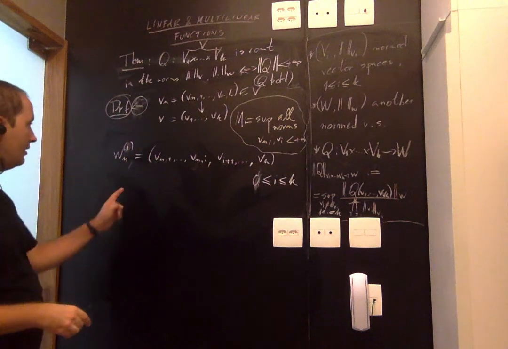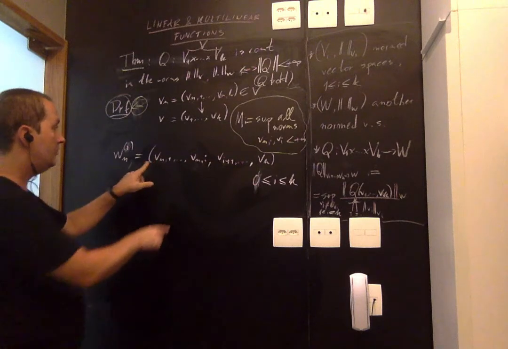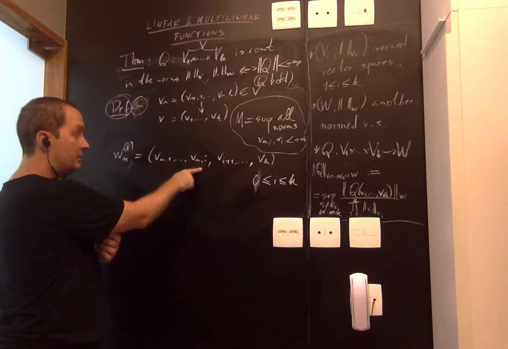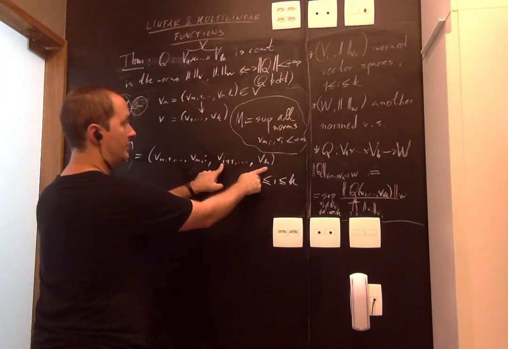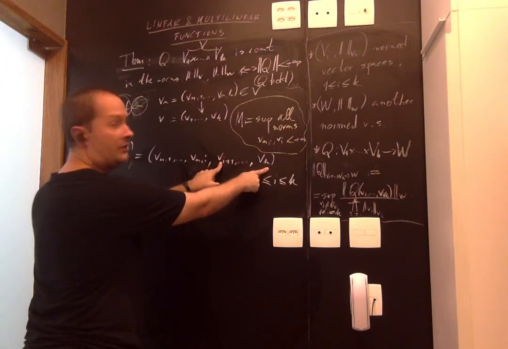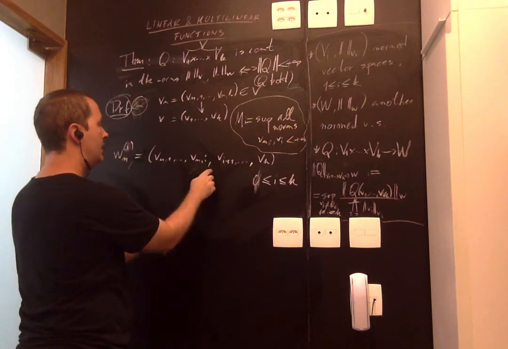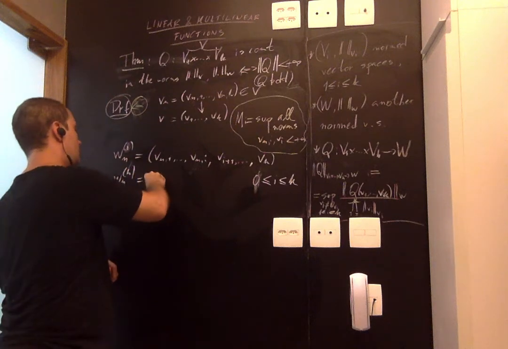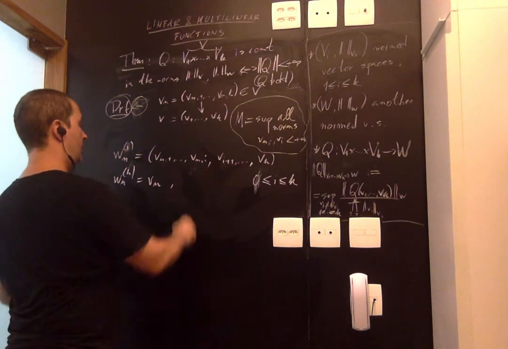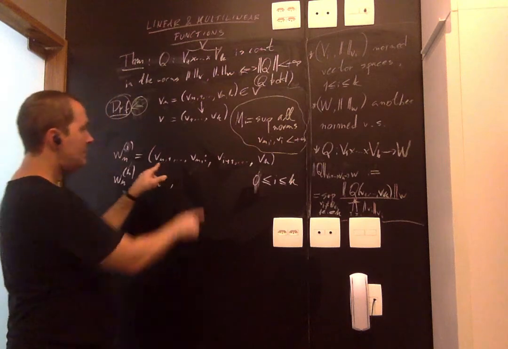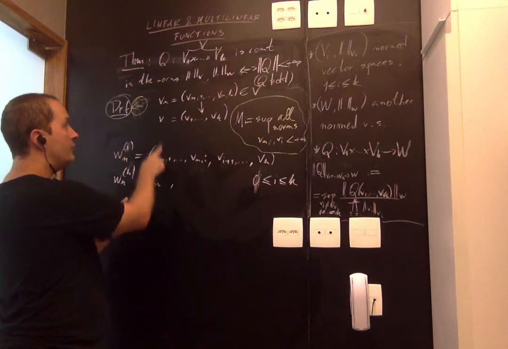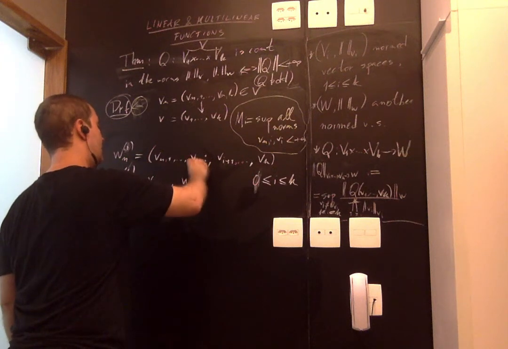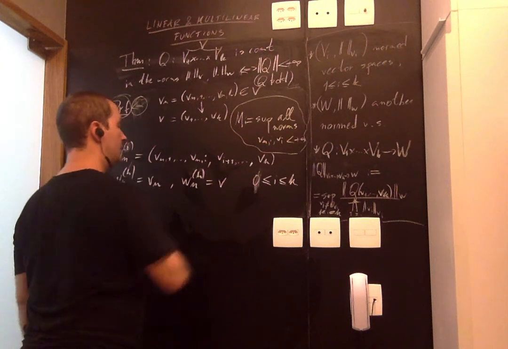But I have to be a little bit careful what I do at the extremes, right? So if I have i equals k, it means that I have Vn1, Vn2, Vn3, up to Vnk. So when i equals k, this part is not there, and W sub nk is going to be equal to V sub n. When i equals 0, it means that I don't have this part, so I just have V1, V2 up to Vk, and therefore W sub n0 is equal to V.